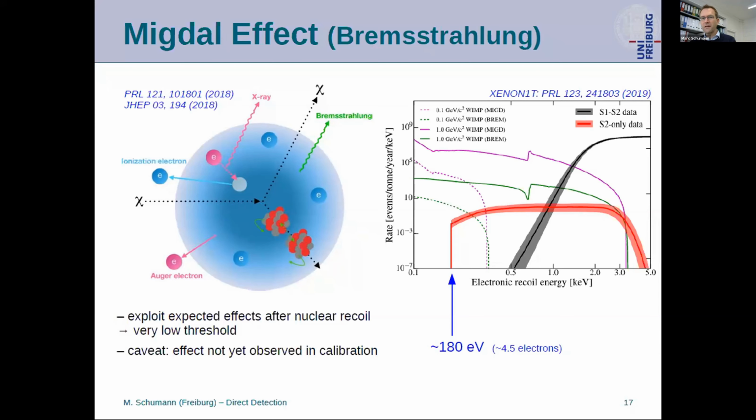So by exploiting that effect, which was not yet seen in calibration data, so it's still a hypothetical effect, you can basically overcome these very steeply, sharply falling exponential spectra, because they extend to higher energies. And this is exploited here.